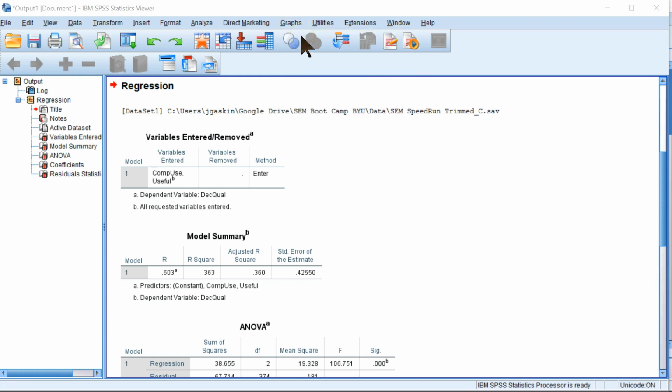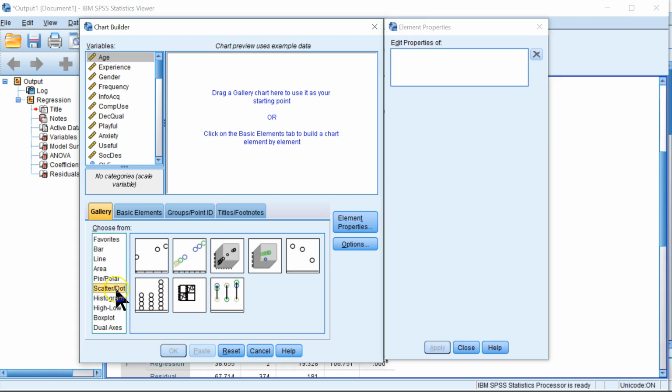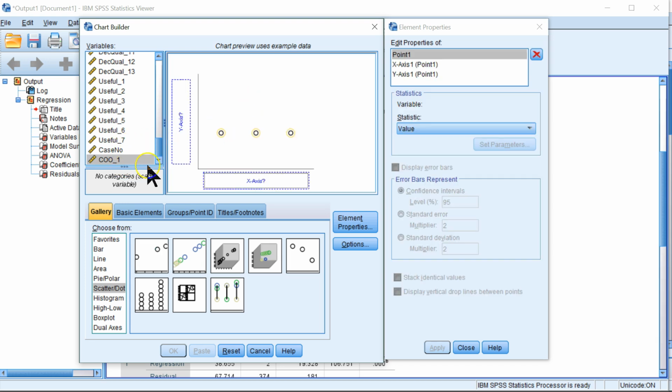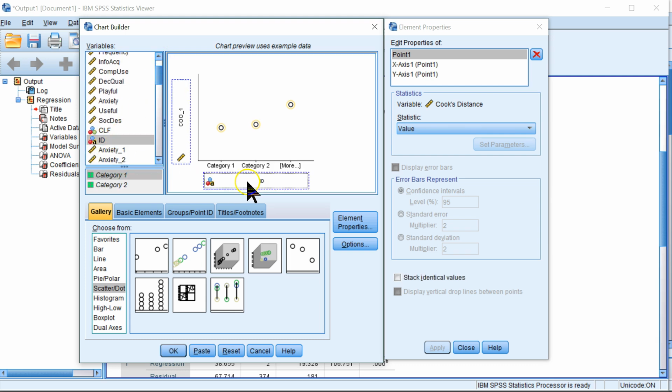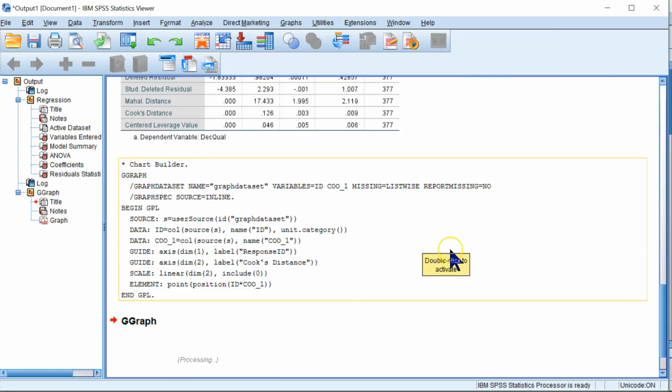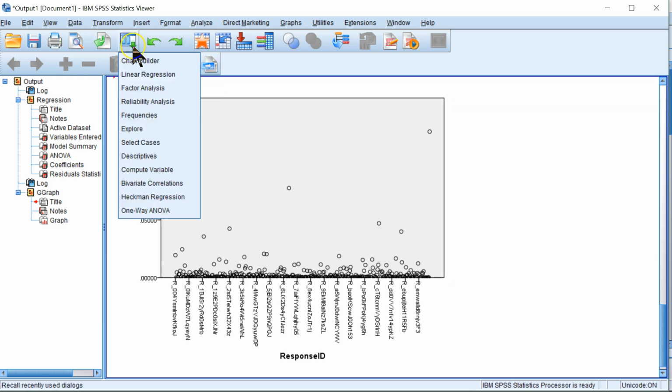Graphs, chart builder. Here we go. Bring this up. And I would like a scatter dot. Okay. Cook's distance is on the y-axis. And ID is on the x-axis. And let's see what this looks like. I don't think I did that right. It's processing. That worked. Really, we just want to see the Cook's distance, see if there are any big ones or any outliers on this. Maybe this guy up here is an outlier, but not really. Anything where the Cook's distance is above 1, not 0.1, but 1, that's an extreme multivariate influential, potential influential.